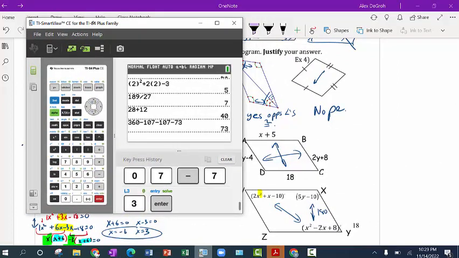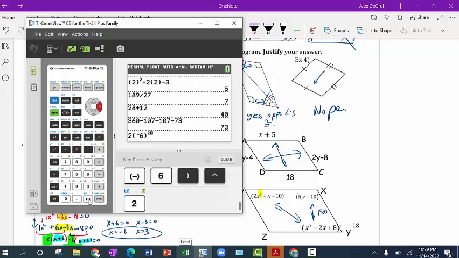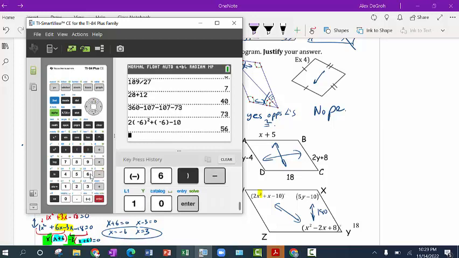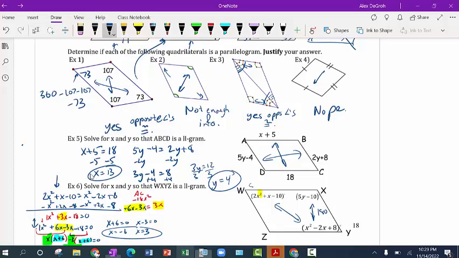Okay. So I'm going to type in 2 parentheses, but instead of x, I'm looking at the top left corner here. I'm going to put in a -6 squared plus, instead of x, I'm going to put in -6, and you should try this on your calculator as well. -10, and this does give us a 56. So option number 1 is this is 56.